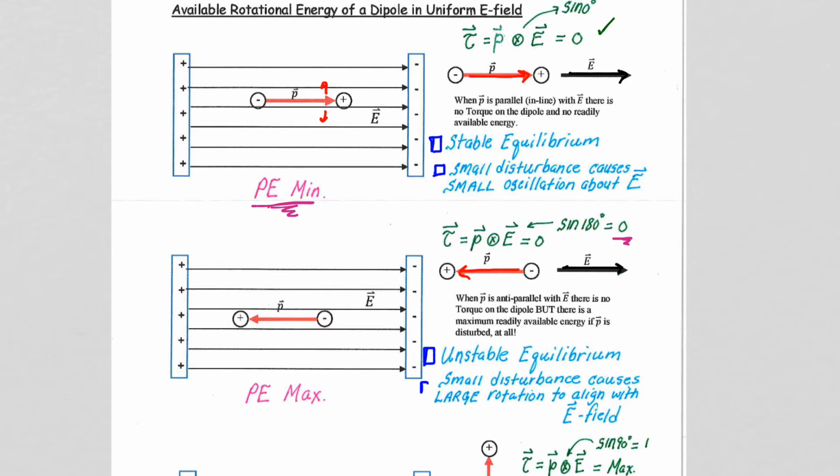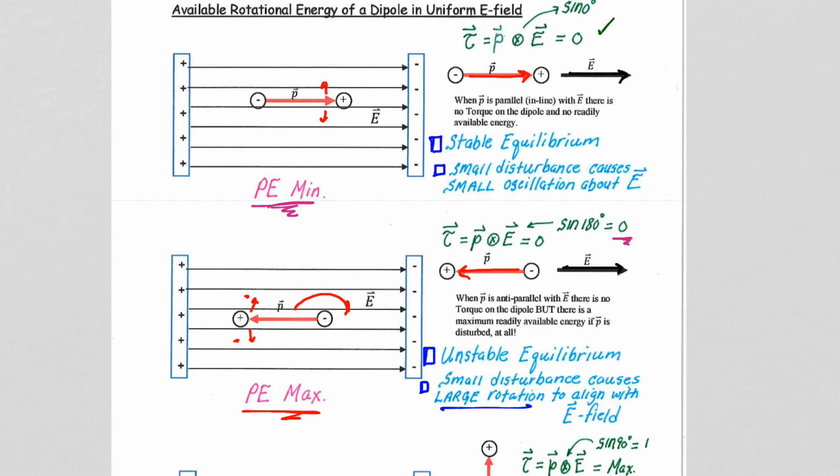Even a small disturbance causes a large rotation, because once that P vector is pulled up or down even a little bit, it is going to rotate all the way through, and you'll get a big oscillation between the top and the bottom. Lots of rotational potential energy is made into rotational kinetic energy as it goes to align. We'll talk more about the details of what the equation looks like on our next page of notes, but for right now, this is PE max.